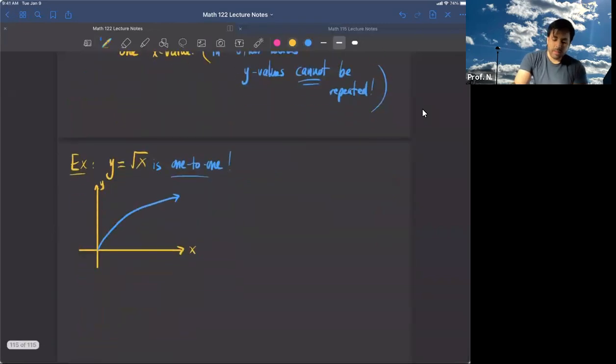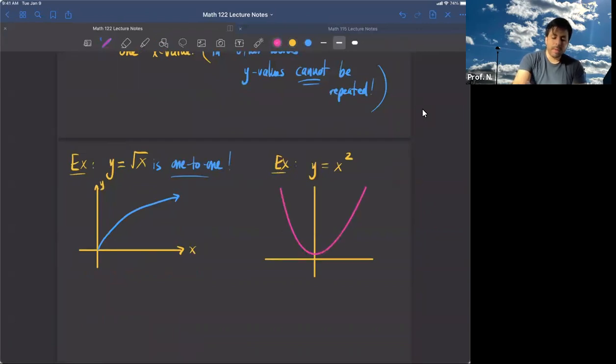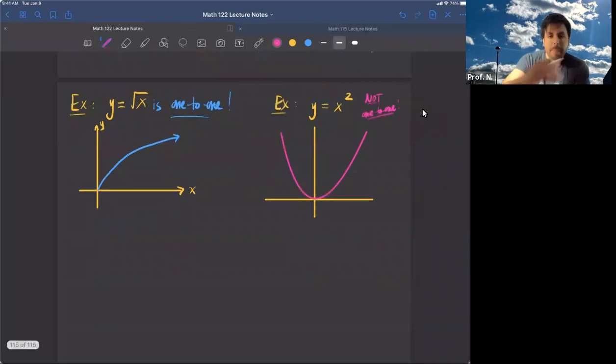Now, what is not? We'll take this into consideration. The parabola. Does anybody see why this is not a one-to-one function? This is not one-to-one. Why is the parabola not one-to-one? The y value repeats. What does that mean? Can you give me an example? How does it repeat? Like, what do you mean by repeat, though?